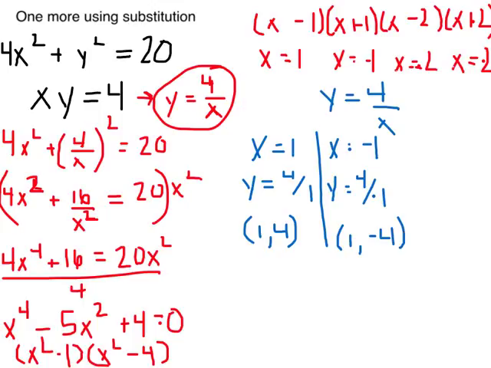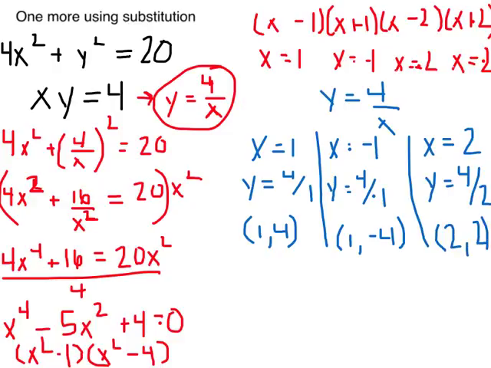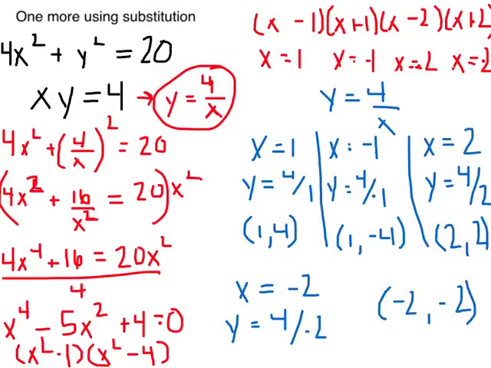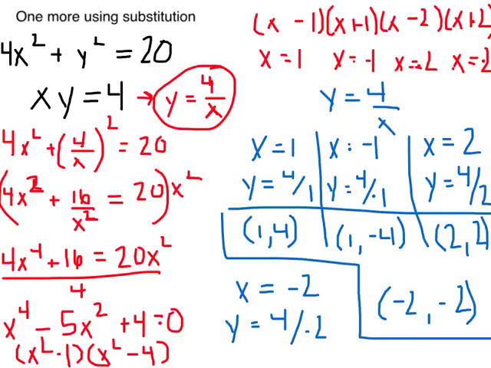And then let's follow the process. So when we have here x equals 2, we get y equals 4 over 2. So that's 2, so we have the point 2 comma 2. And then for the last one, when x equals negative 2, we would have y equals 4 over negative 2, which is the point negative 2, negative 2. So these would be our 4 solutions to the system of equations.